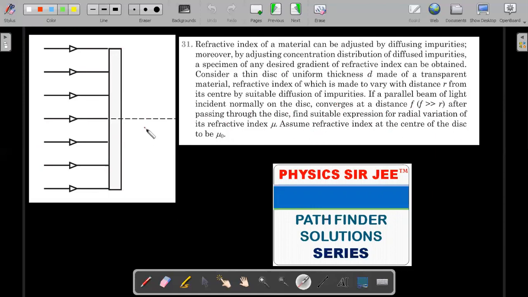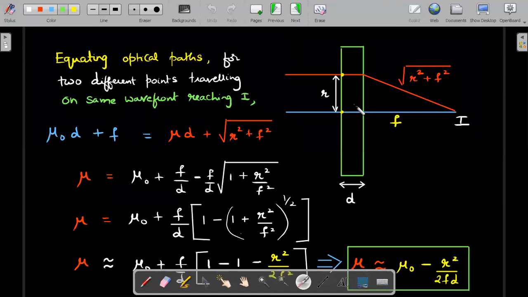Assume the refractive index at the center is mu naught. He wants mu as a function of small r distance. Okay, right? So let's go ahead with the solution of this, again using the concept of optical path. Now I've drawn only two rays, like what I did in the conceptual understanding. If I have to believe that there is an image or a focus point, then the ray that is traveling straight from the center and the ray that is traveling from the top should meet simultaneously, and simultaneous means not the same geometry but the same optical path, at a distance from the center of the disk.